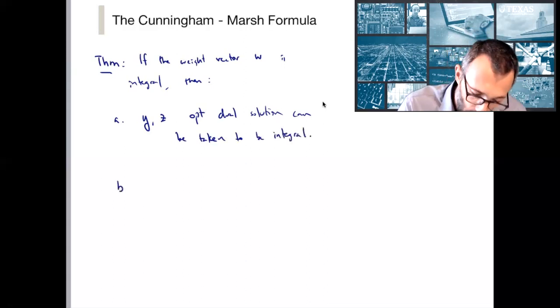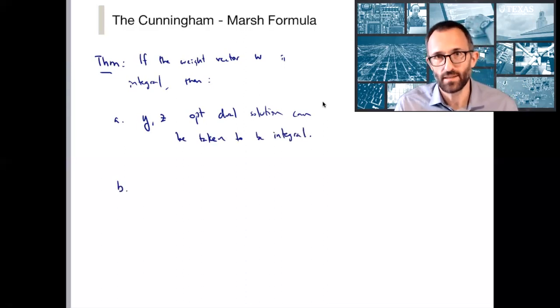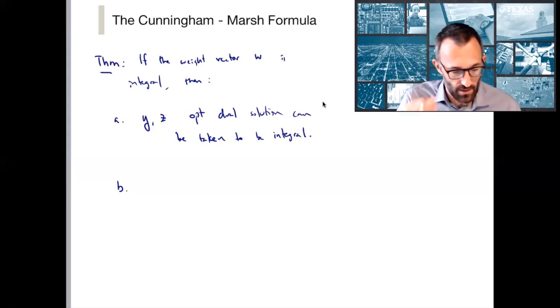And then, moreover, the support of Z is a laminar family. In other words, there exists an integral vector Z that's part of an optimal solution to the dual whose support is a laminar family.